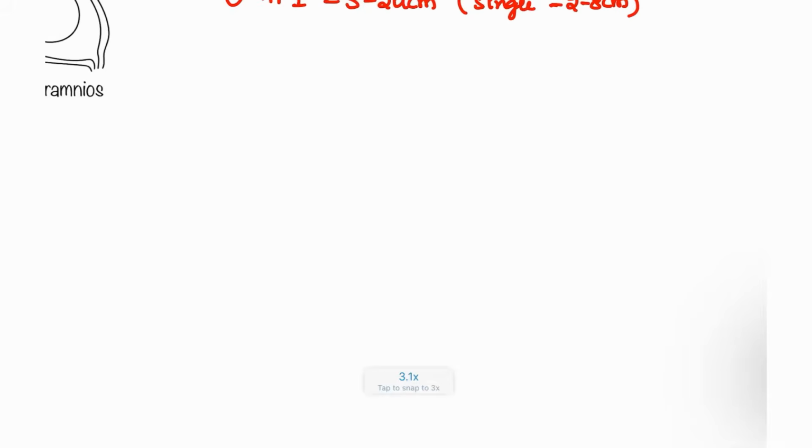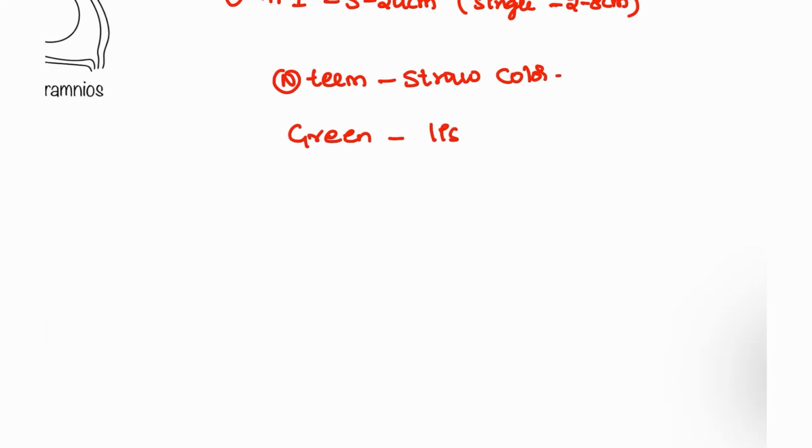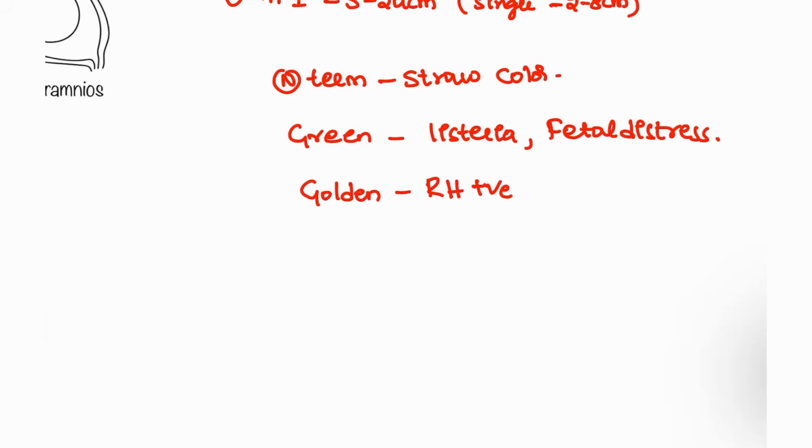Next, according to the color, usually in normal patients at term, you are going to see a straw color. Green color is seen in patients with infection like listeria infection, or patients with fetal distress, due to meconium. Next, golden color is seen in Rh positive mothers. Also, brown color is seen in a dead fetus.